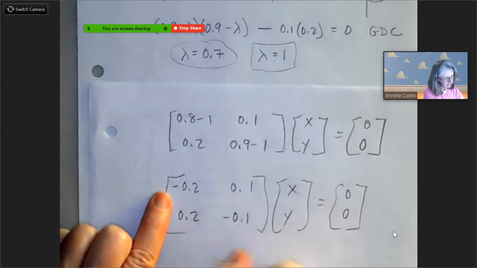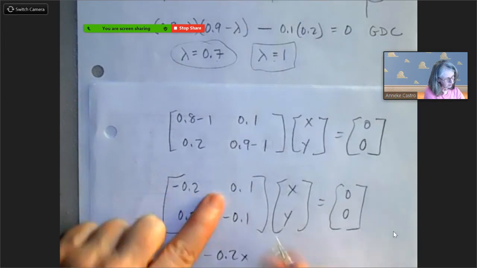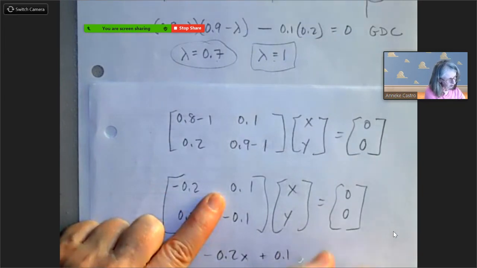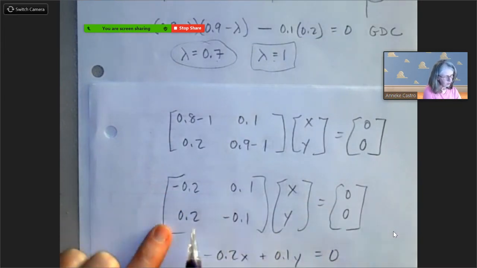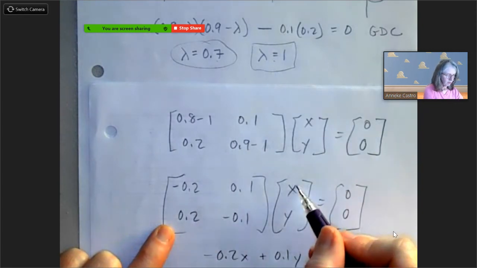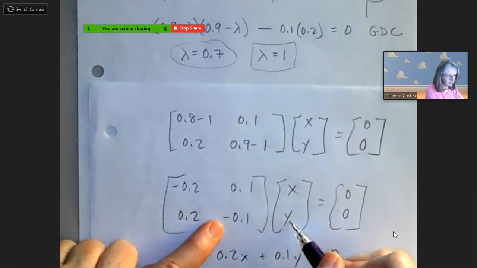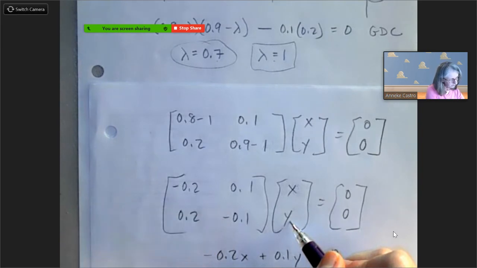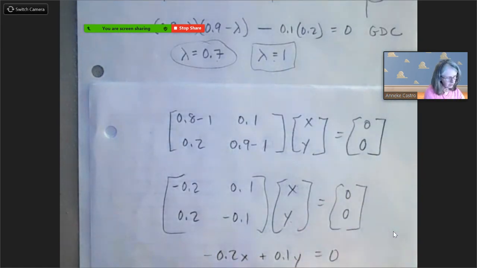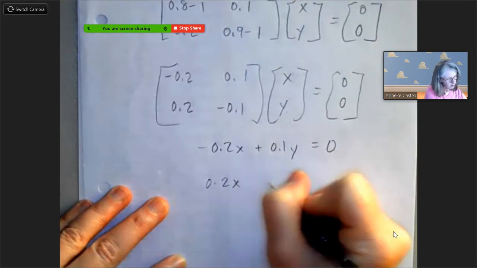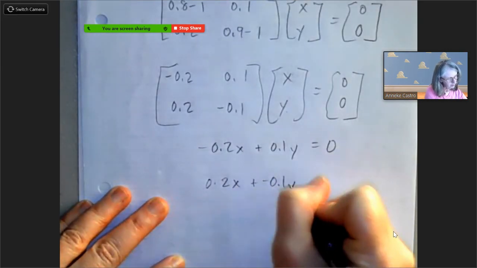And I'm going to get negative 0.2x plus 0.1y is equal to 0. And notice I'm going to get the exact same thing for this one. 0.2x plus, sorry, it's going to be the exact opposite. Never mind, let me write it down. So 0.2x plus negative 0.1y equals 0.